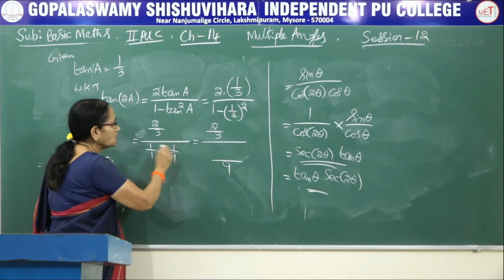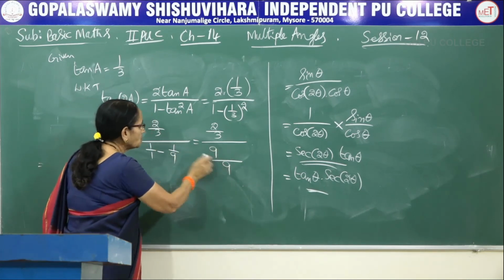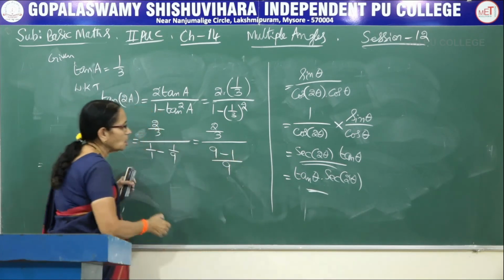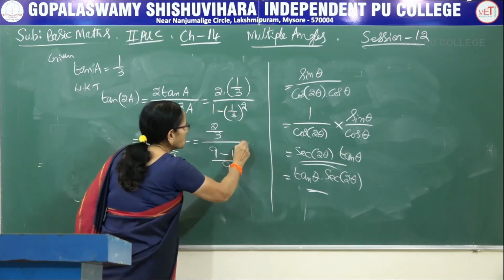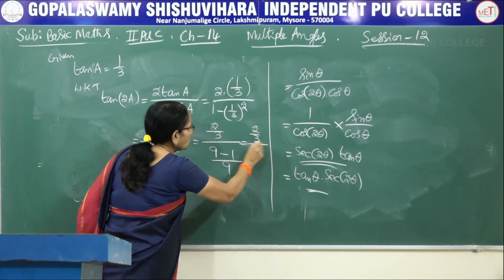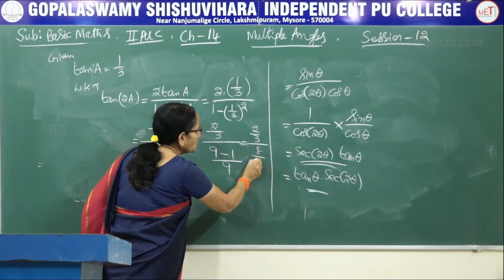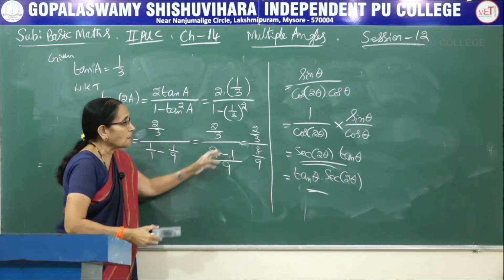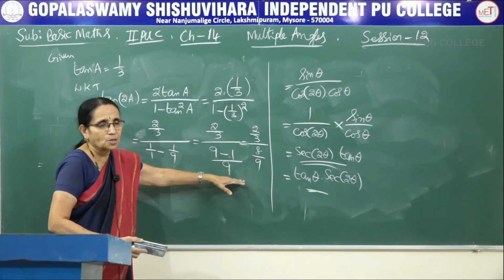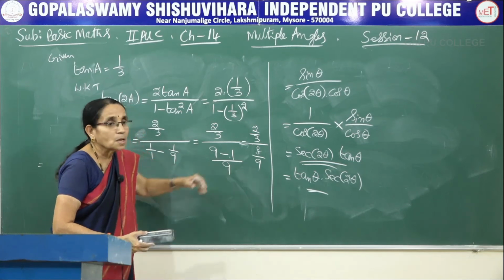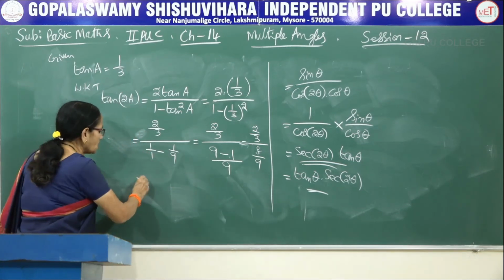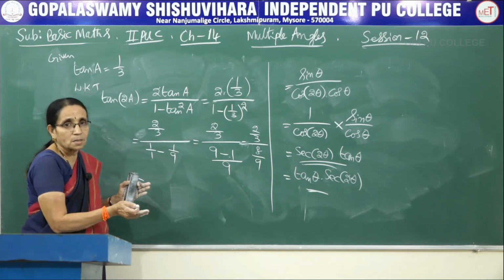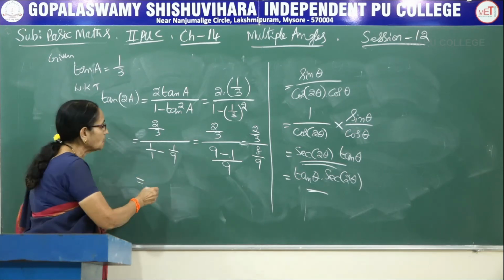9 1s are 9, 9 1s are 1. Now you can write it as 2 by 3 divided by 9 minus 1, which is 8. See, we are dividing a fraction by another fraction. This 9, being the denominator of the denominator, goes to the numerator, or the teacher might have told you to write it in the reverse order.